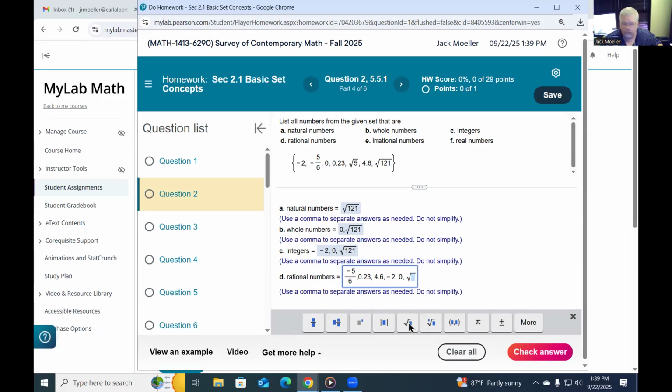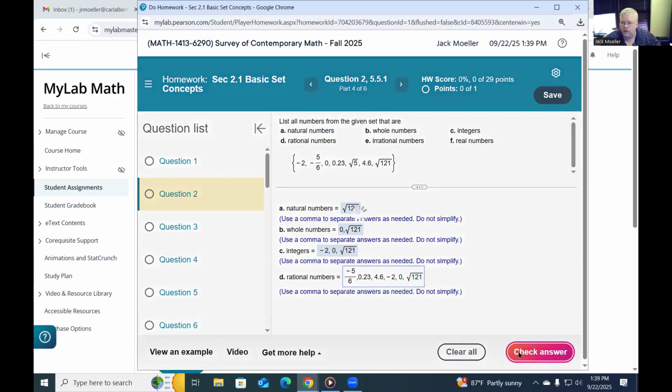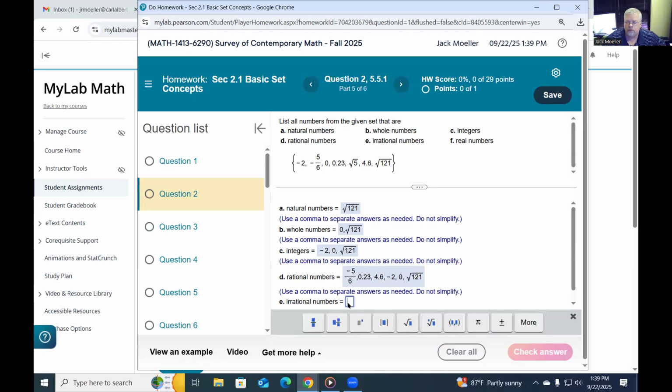So, completeness. Most of these sets get bigger and bigger as you go, because you're adding, like a bigger umbrella, basically. So irrational numbers. Well, irrational numbers are things that cannot be written as fractions.